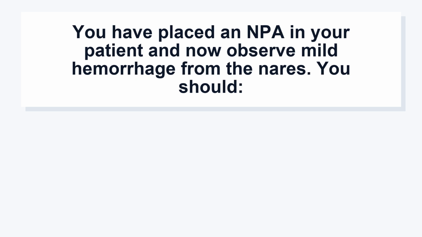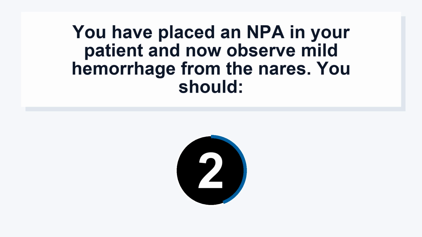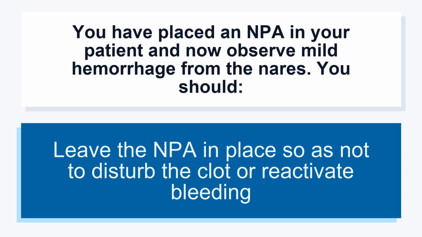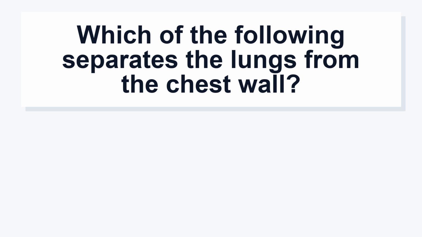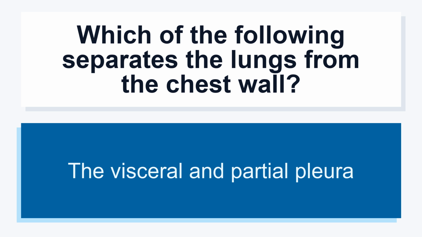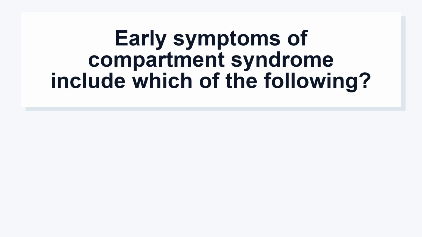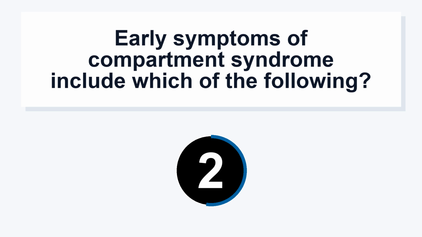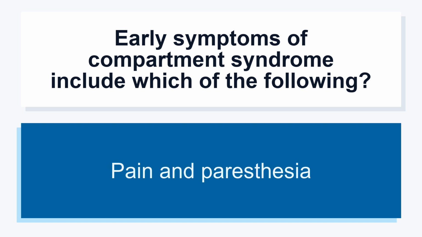You have placed an NPA in your patient and now observe mild hemorrhage from the nares. You should leave the NPA in place so as not to disturb the clot or reactivate bleeding. Which of the following separates the lungs from the chest wall? The visceral and parietal pleura. Early symptoms of compartment syndrome include which of the following? Pain and paresthesia.